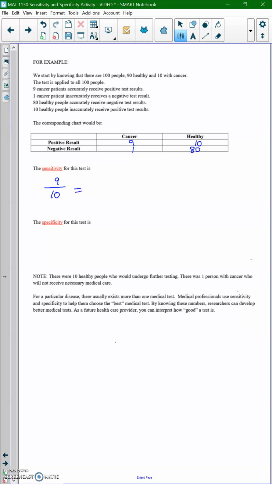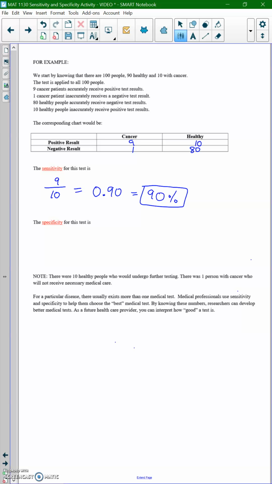That means 9 divided by 10 gives us 0.90, which as a percentage is 90%. And so here, the sensitivity for this particular test is 90%. We're catching 90% of people that have cancer when they come through and take this test.